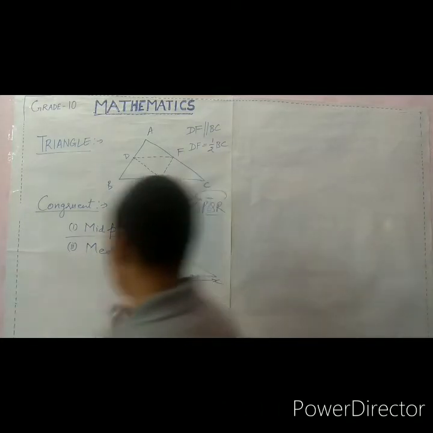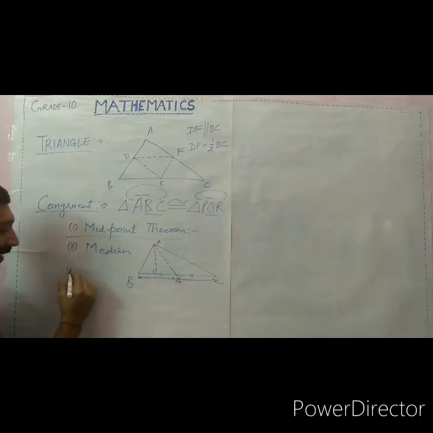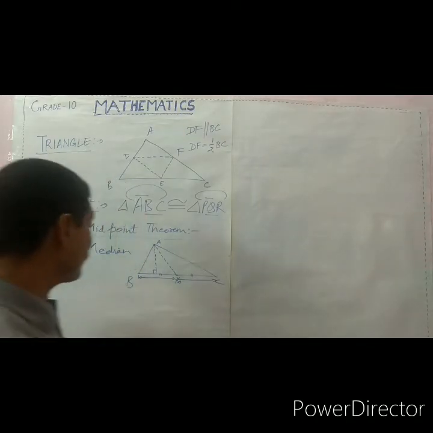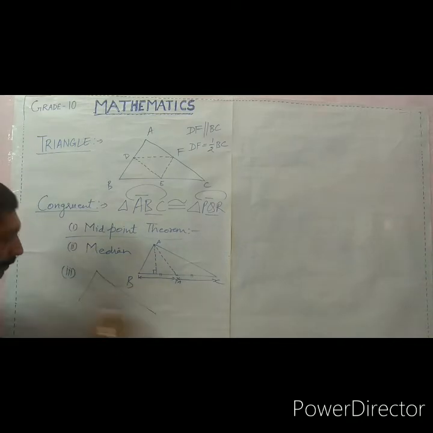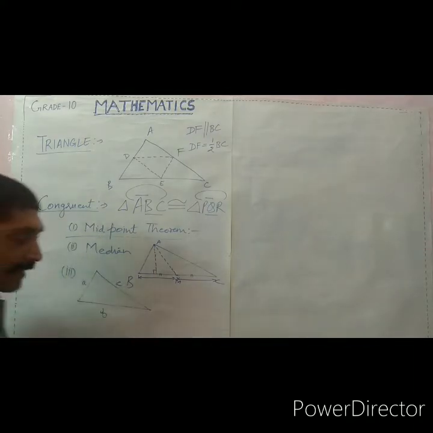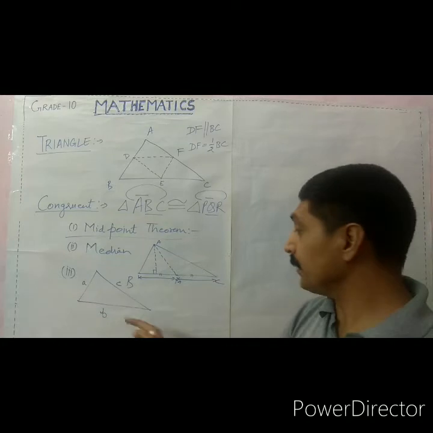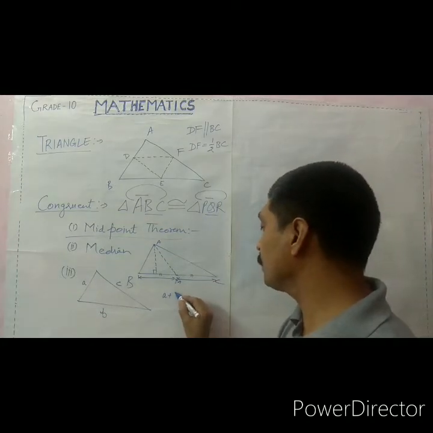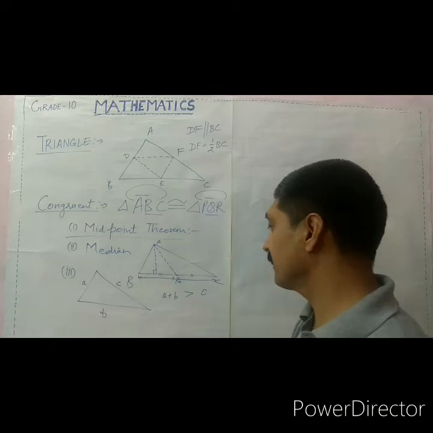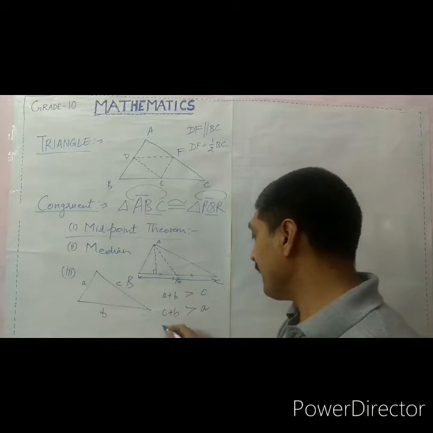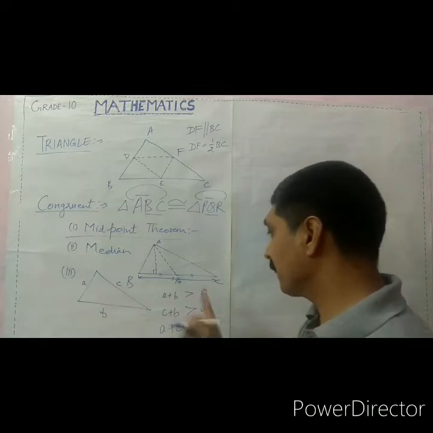Now, other properties which we have studied in grade 9 are the triangle inequalities. If in any triangle the lengths of the sides are A, B and C, then for any triangle the sum of any two sides is always greater than the third side. Means C plus B is always greater than A, or A plus C is always greater than B.